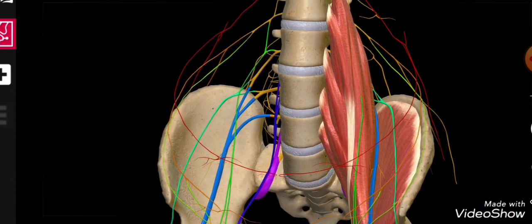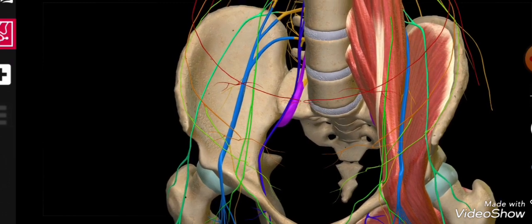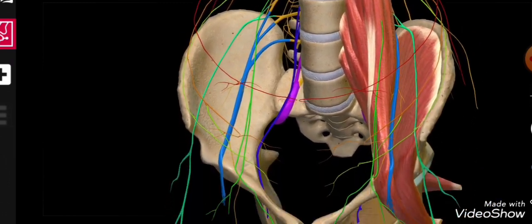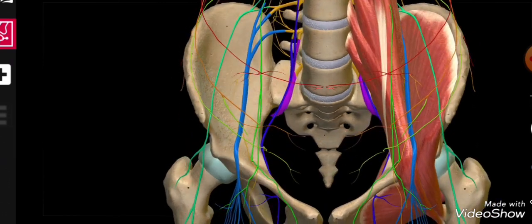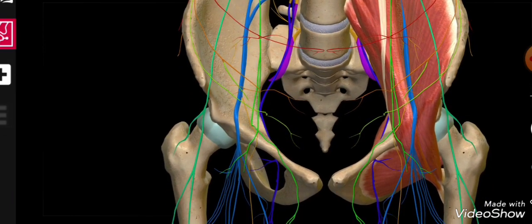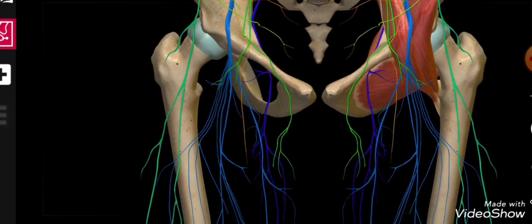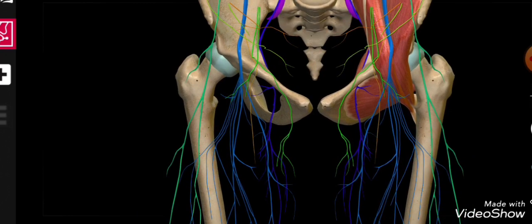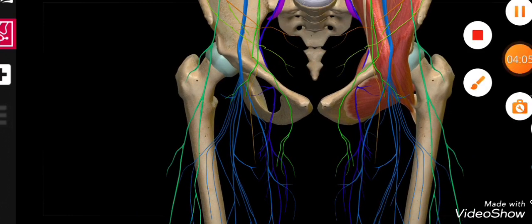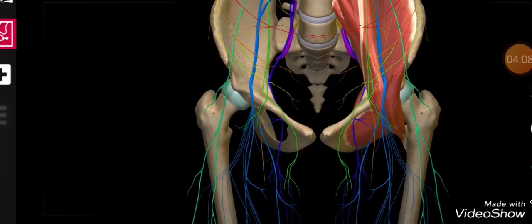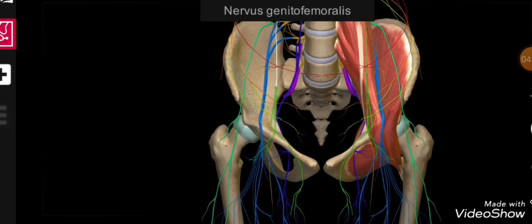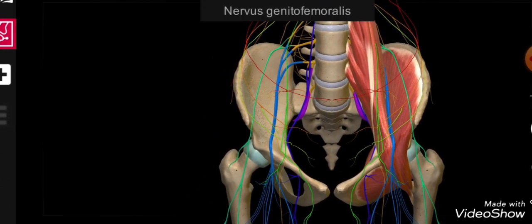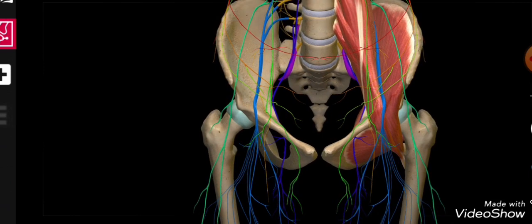So the network of these nerves, you can see they are coming downwards and supplying your musculature in the pelvic girdle, the lumbar region, and also coming downwards to supply your lower limb in a sense, right? Okay, if you concentrate again, you have to look at the genitofemoral nerve in the green color, located medially to the blue femoral nerve.